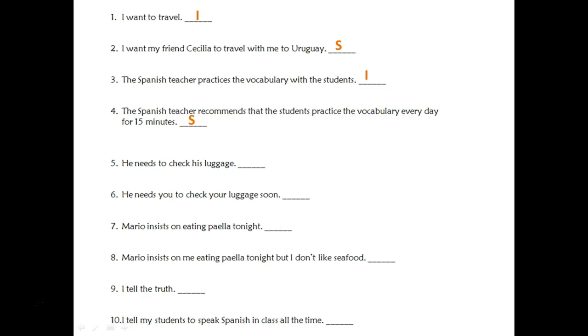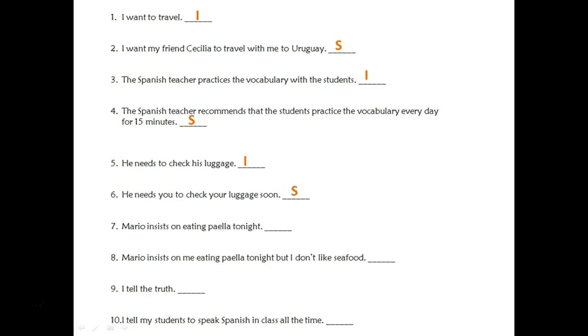Number 5, he needs to check his luggage. Are there two subjects? No, just one. It's indicative. Number 6, he needs you to check your luggage soon. Two subjects. Subjunctive.